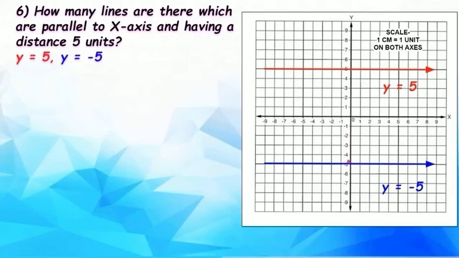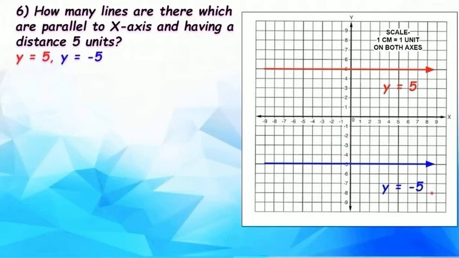Now it also says it is at a distance of 5 units. Now we can have two values here. If it's above the x-axis and at a distance of 5 units, it will be y equals 5. And since it's given that it is at a distance of 5 units from the x-axis, if it's below the x-axis, it will be at a distance of -5. If you see from the x-axis to this line, the distance is -5 units. So this line will be y equals -5.